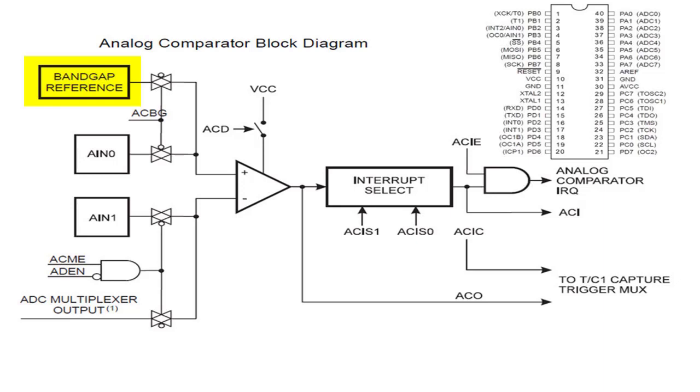Positive pin AIN0 can be the band gap reference voltage or an external voltage. The negative pin AIN1 can be fed by an external voltage or a pin of port A.